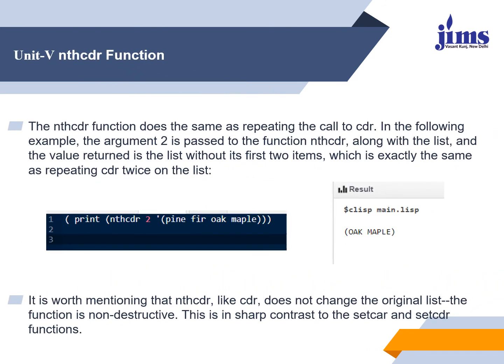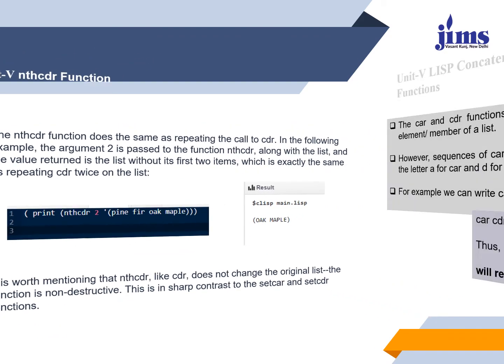Now this is an example of nth CDR. Nth CDR is going to give you the list from the nth position. It has two arguments, first the position and second the list. So if I say 2, then after 2 the list has oak and maple, so it will return oak and maple. Leave the first two elements and return the third element onwards.